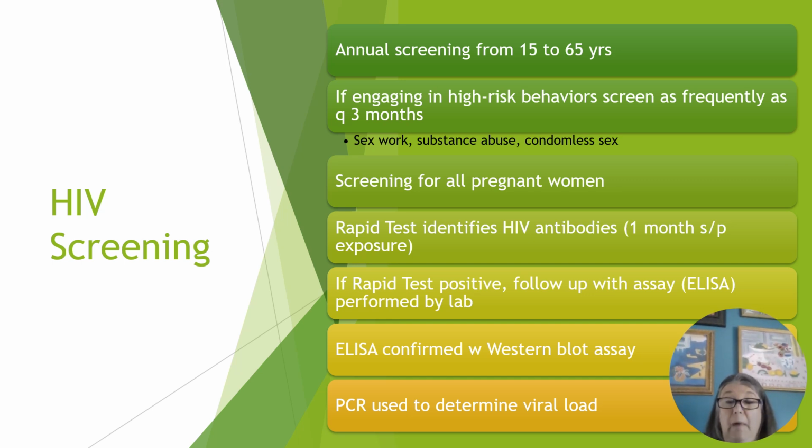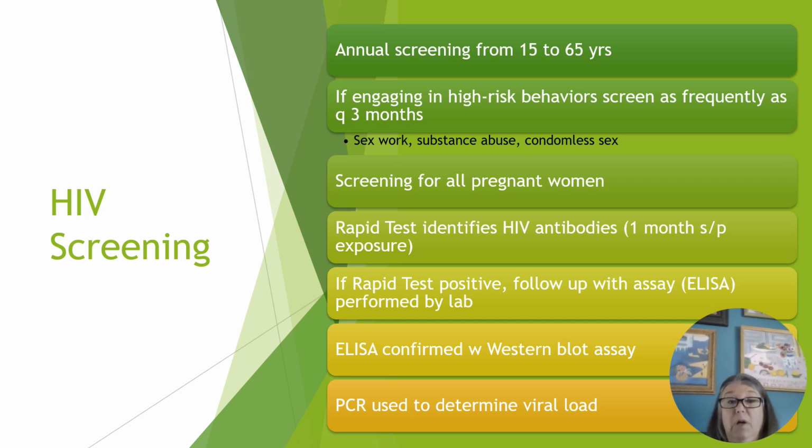So if you have a rapid screen come back positive, then you want to go to a lab and have the lab do an ELISA. If that comes back positive, they'll do a Western blot. Also, PCR is what is used to determine viral load. Okay, so just know that there is a rapid test. If the rapid test comes back positive, then we're going to go and do further testing.